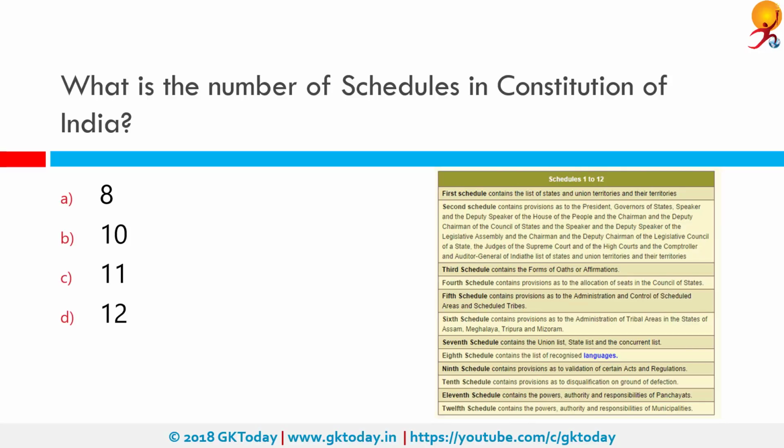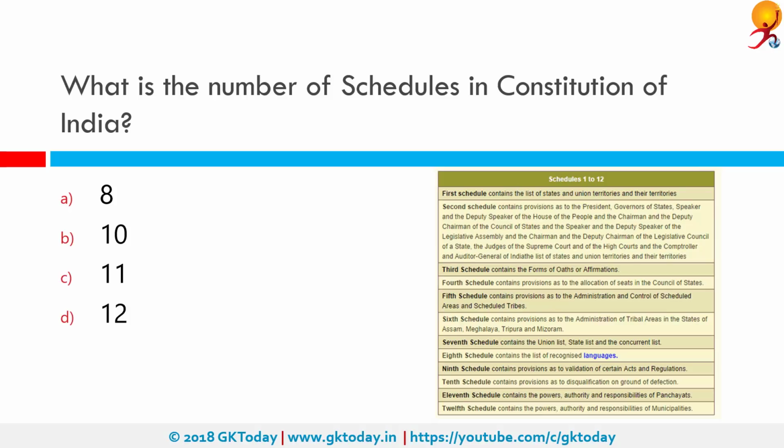What is the number of schedules in Constitution of India? Schedules are lists in Constitution of India that categorizes and tabulates bureaucratic activities and policy of the government. Indian Constitution had originally 8 schedules. 9th schedule was added via First Amendment Act. 10th schedule was added via 35th Amendment Act, which made Sikkim an associate state.